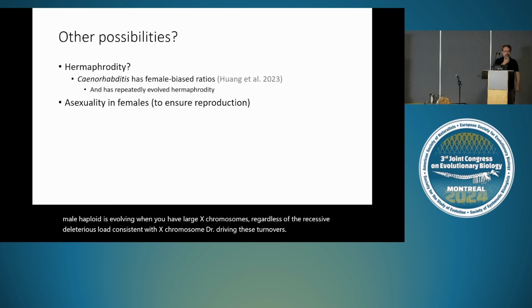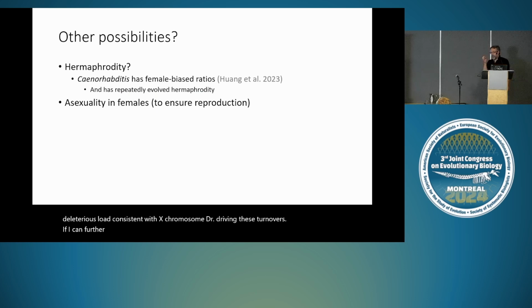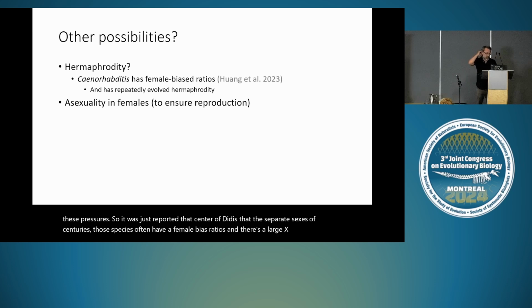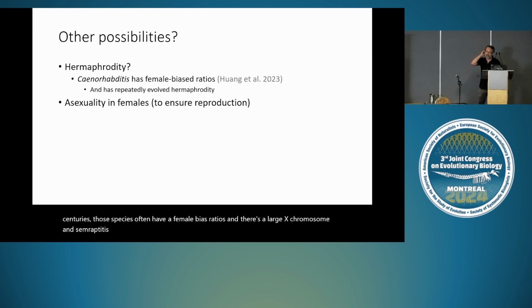And if I can speculate yet further, I think it's interesting to think about whether other means of reproduction that don't rely on standard male production could also respond to these pressures. So it was just reported that the separate sexes of Caenorhabditis, those species often have female biased ratios, and there's a large X chromosome in Caenorhabditis. So that's a speculation, or perhaps asexuality in females to ensure reproduction.